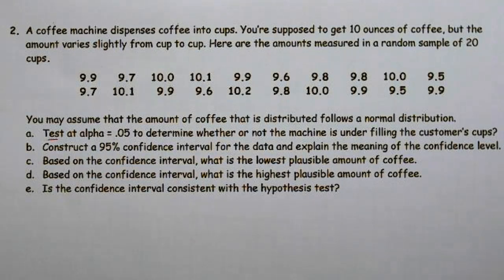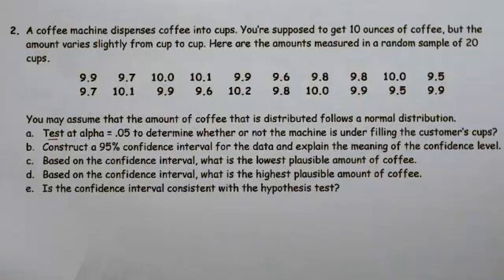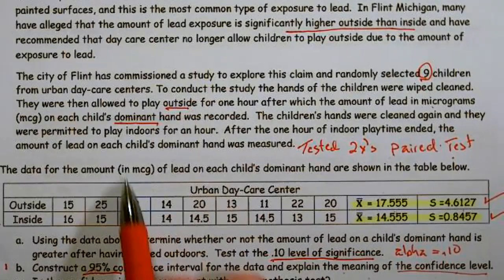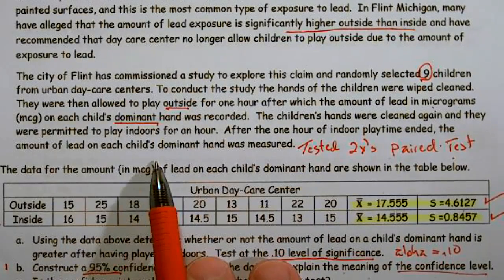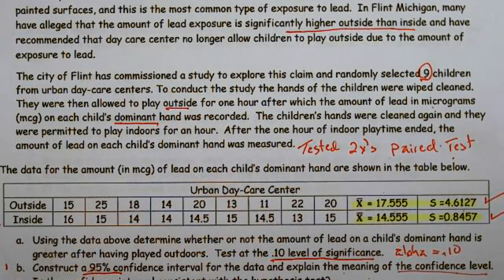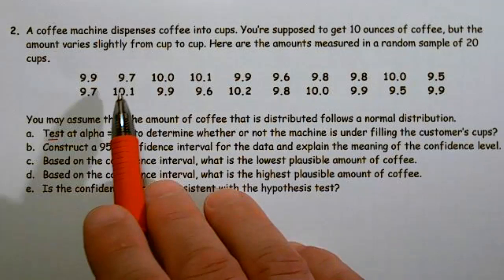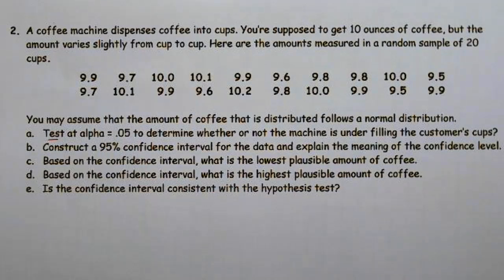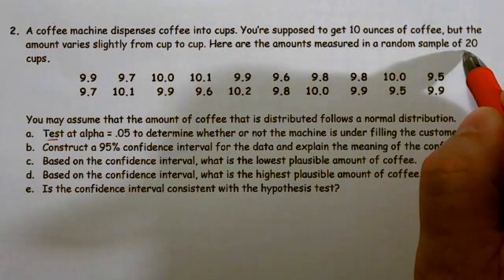In the previous video, we were running a paired test, and we had 2 rows of data. And we're like, hey, this looks very similar. But please remember, in the first video, we were testing the kid's hand twice. We were testing them once with the outside for lead and the inside for lead. Here we're not doing that. Nothing is being tested twice. We're measuring 20 cups, all right? We're not taking 10 different cups and testing them twice. We're testing 20 separate cups.